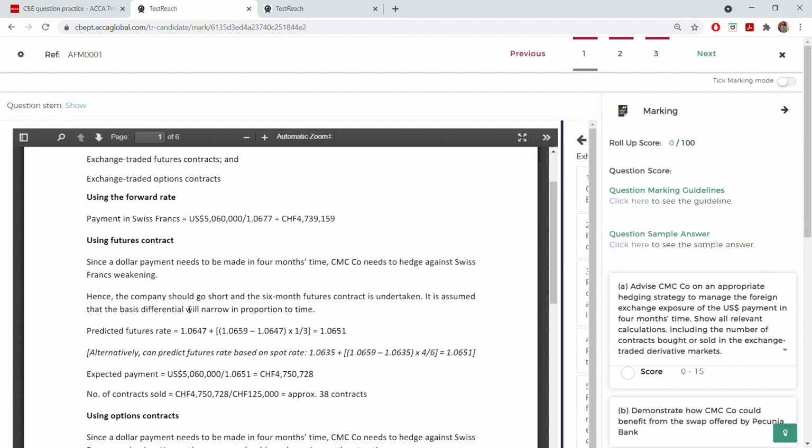And all this you can write in Excel. No need to write in Word. In Excel only you can write. So they need to go short, and a 6 month future contract is undertaken. Okay, 6 month.